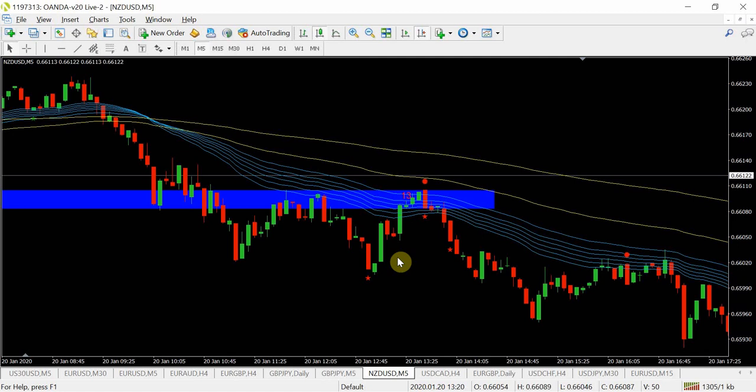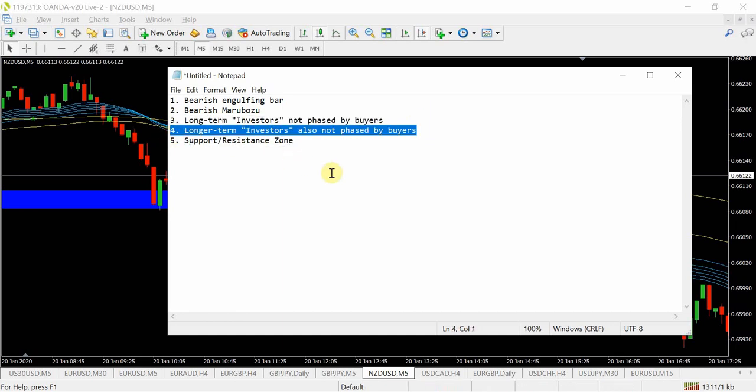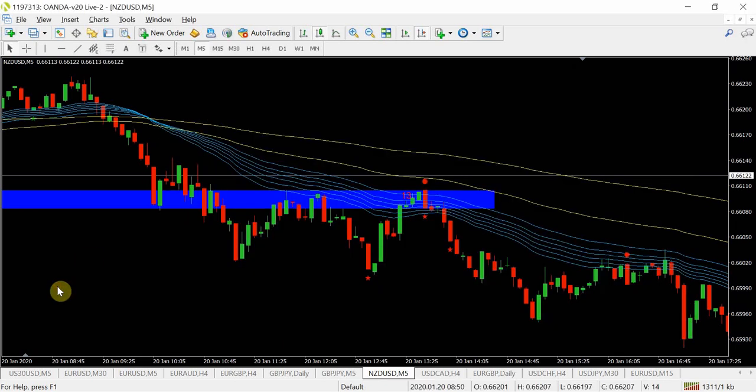You can turn this off. Again, it's very customizable, but what I'm trying to do is show you examples and put probability in your favor and trade with the trend. So again, that's another reason why this is a potential sell trade when this bar closes. Then you've got the longer term investors also not fazed by buyers, and what this means is, it's not part of the indicator, it's just something that I've added on, the 100-day and the 200-day moving average.